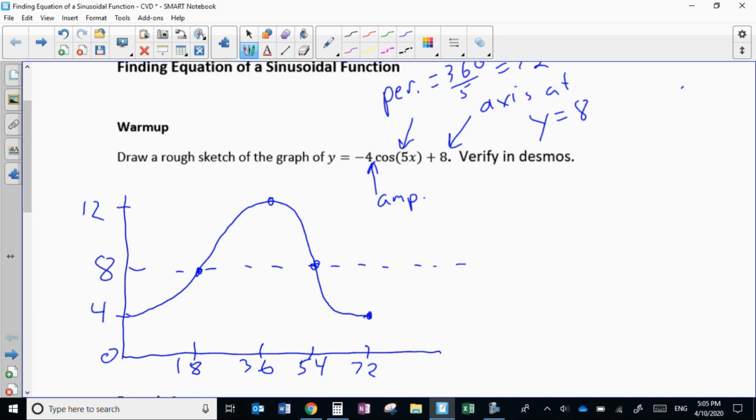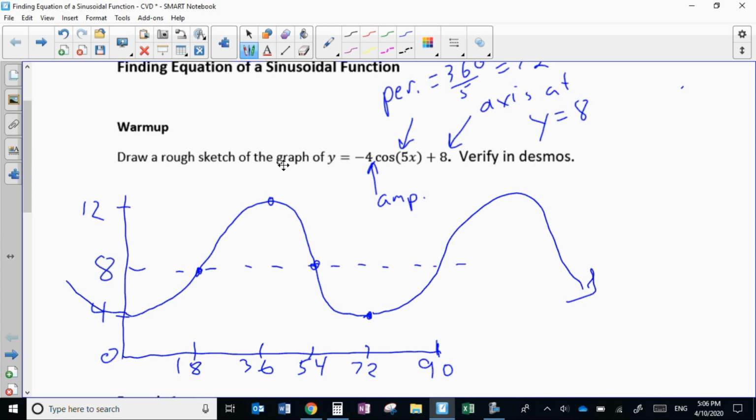Now, I would like to point out that the graph does continue. We just showed the first cycle. We could keep going if we wanted to, and the key points would continue to be 18 units apart. So 72 plus 18 would be 90. So there's your next key point at 90. And it also goes off into the negative land as well. So do keep that in mind. Okay, so there's our warm-up question.